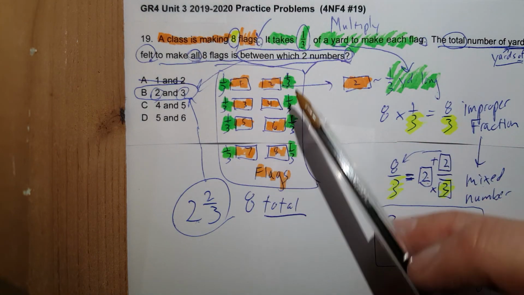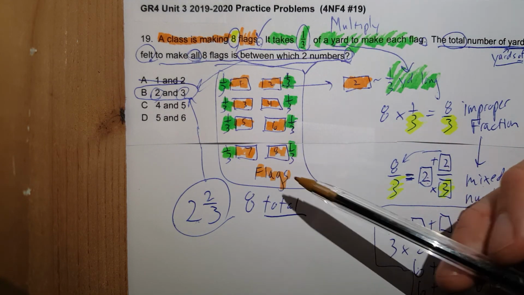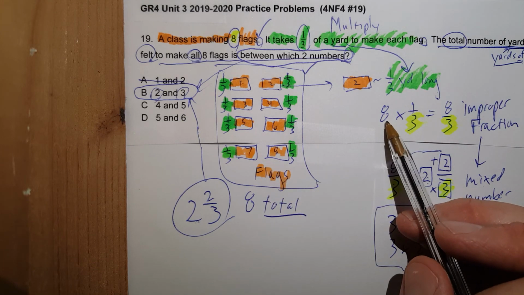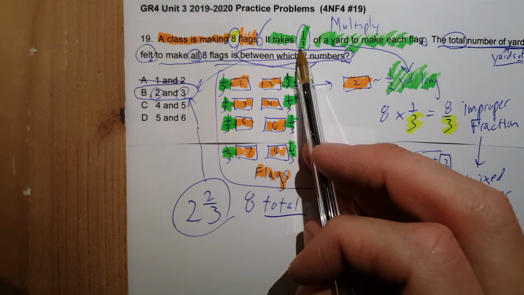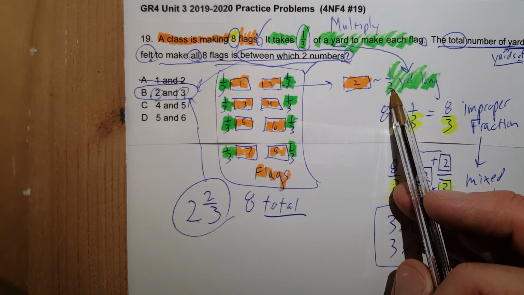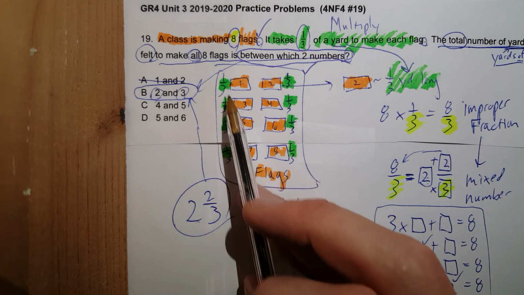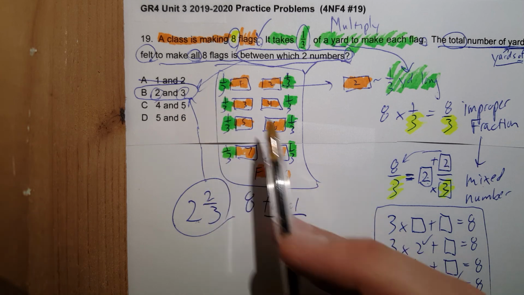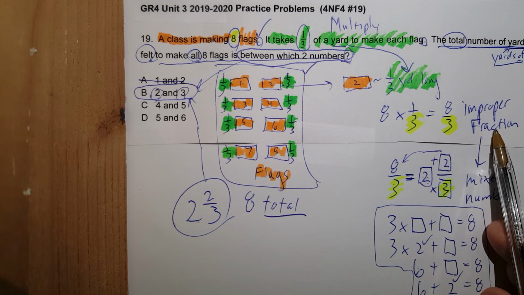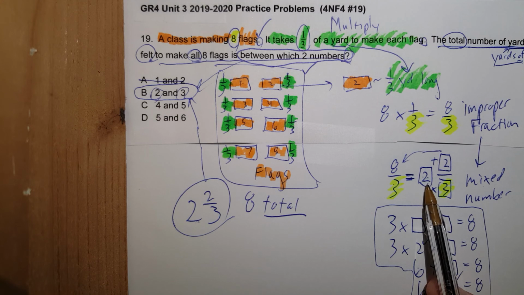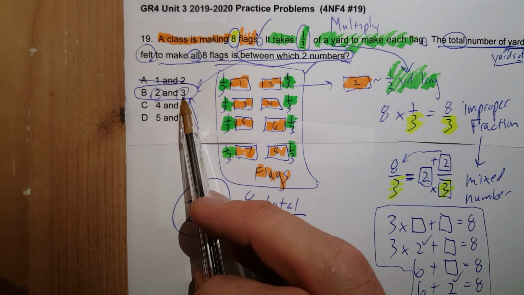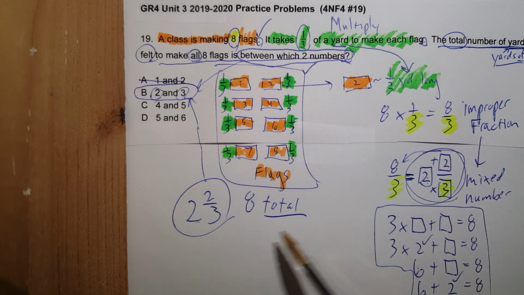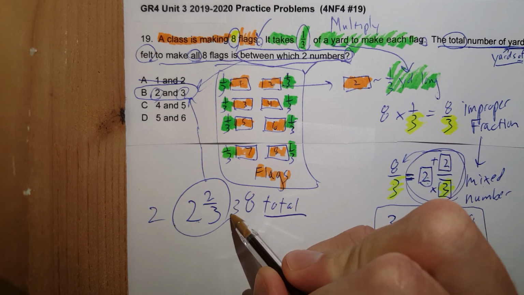Step 1, how many flags are there? Remember, thankfully, there's only 8 and not 40 of them. If there was 40, you just take 8 and change it to 40. Step 2, each one was 1/3 long. So we identified it. We put 1/3 next to each one. Step 3, we need to find the total number of yards to make all 8 flags. So we multiply it, go from improper fraction to mixed number. We know we need at least 2 yards. We do not need more than 3. So it's between which two numbers? Between 2 and 3.